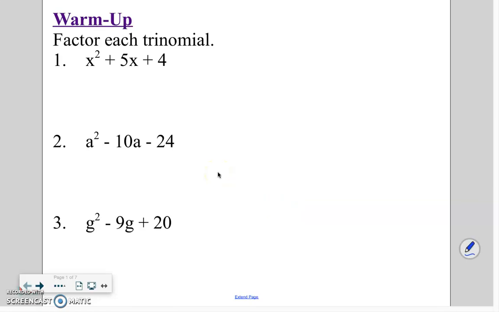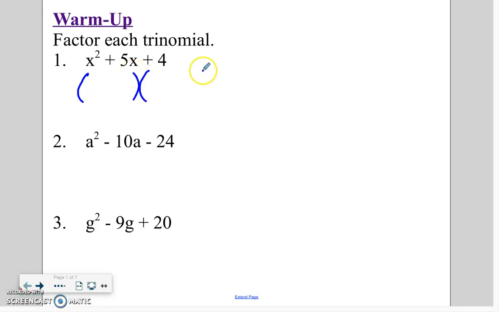Hey everyone, we're gonna do a quick warm up before we start lesson 15.3. So this is a review of what we learned in the last lesson. So our goal is to factor. Factoring means you're gonna figure out what times what would have equaled this trinomial. So we're gonna set it up.